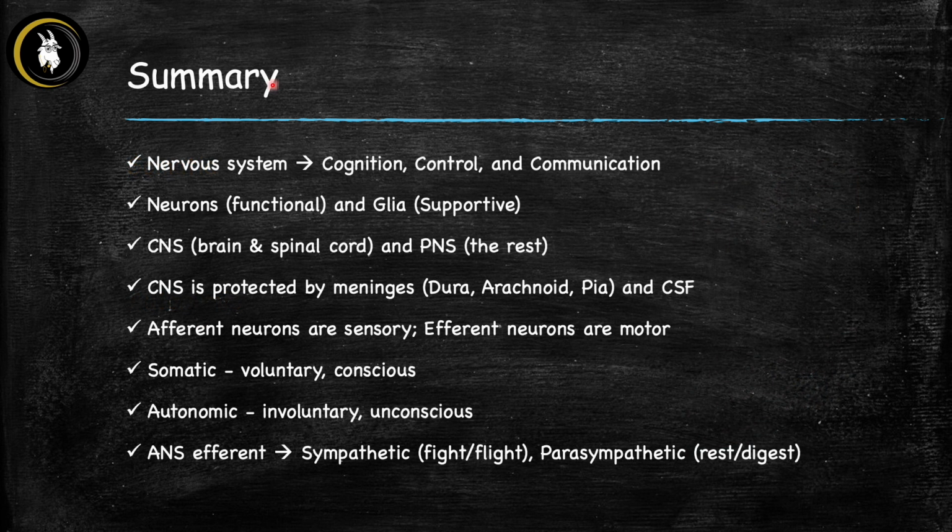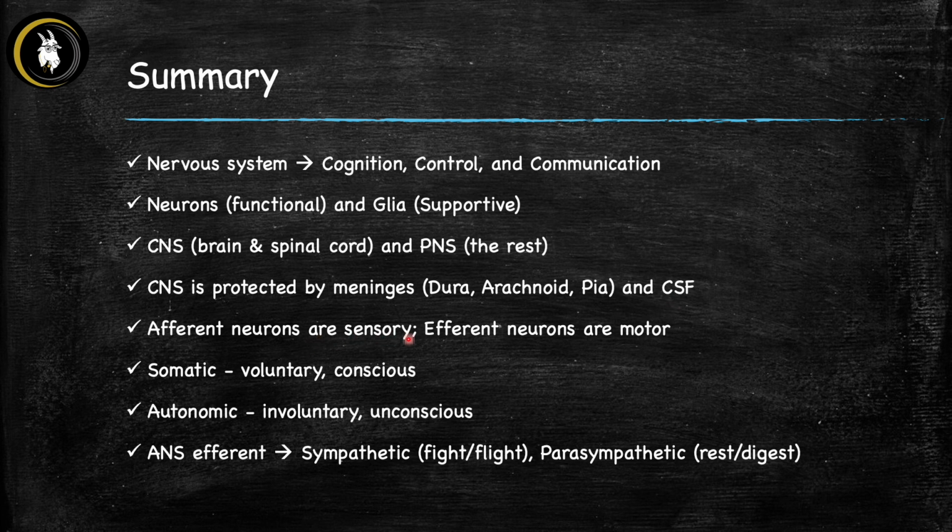So let's end with a summary under a minute. The main role of the nervous system is cognition, control of the rest of the body's organ systems, and communication. Its main functional cell type is neurons, which are supported by glial cells. Anatomically, it's divided into the central nervous system, which is the brain and the spinal cord, and the peripheral nervous system, which is everything else. The central nervous system structures are protected by the meninges, which are the dura, the arachnoid, and the pia mater, and the cerebrospinal fluid.